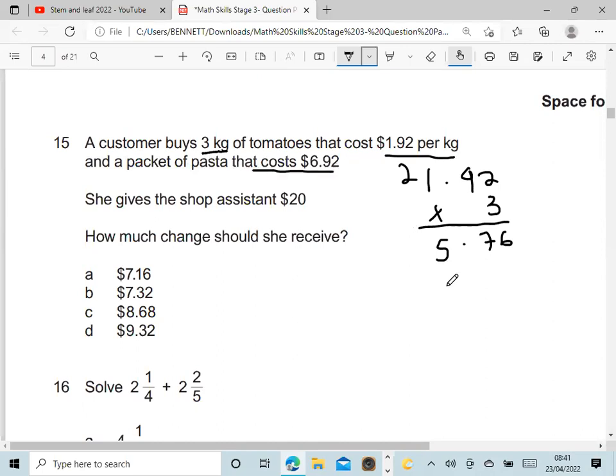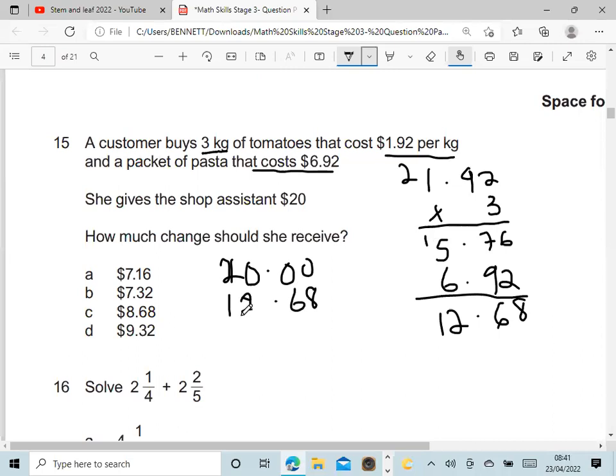Then add that $6.92. So a total money spent, 8, 9 and 7. What's 9 plus 7? 16. All right. So she spent a total of $12.68. However, she gave the shopkeeper a hard $20.